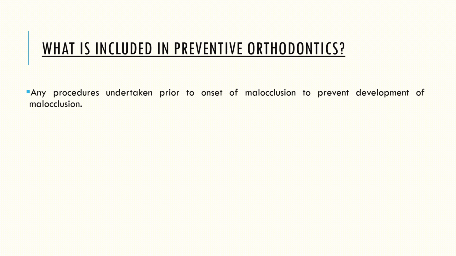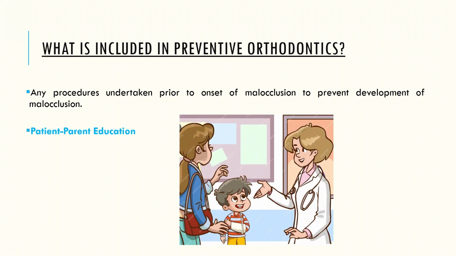Now, what is included in preventive orthodontics? As suggested earlier, these are procedures undertaken prior to the onset of malocclusion. Here, the malocclusion is not set in. So, the procedures include patient and parent education. Here, we are talking about education of the patient and the parent regarding the importance of deciduous teeth, importance of regular dental visits of the child, importance of brushing techniques, use of the right toothbrush, fluoride content in the toothpaste, frequency of brushing and use of adjunctive oral hygiene aids.